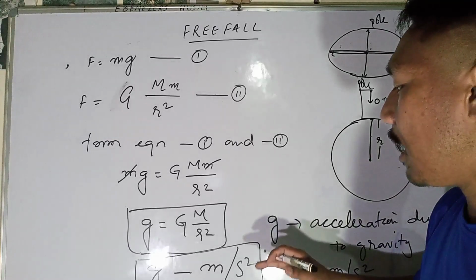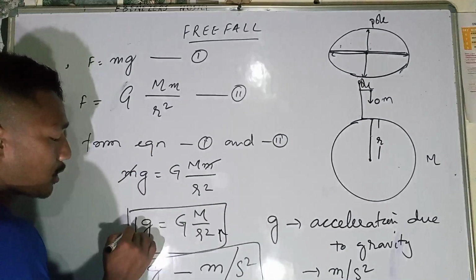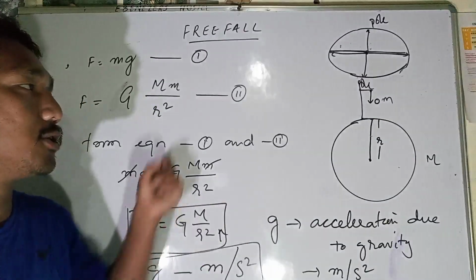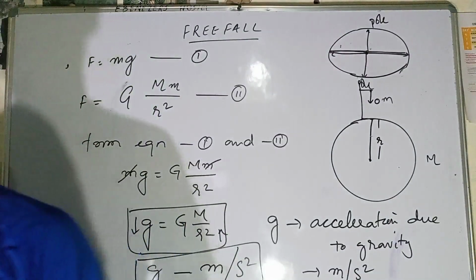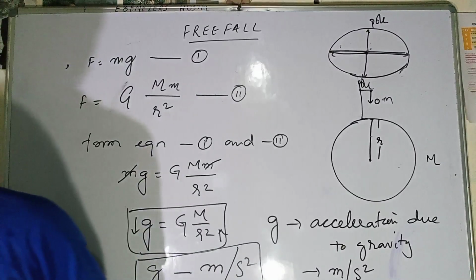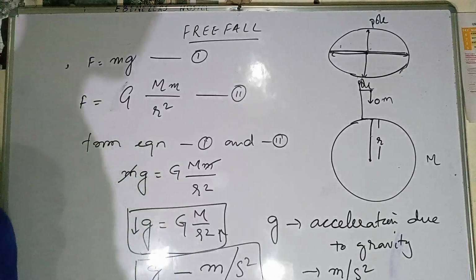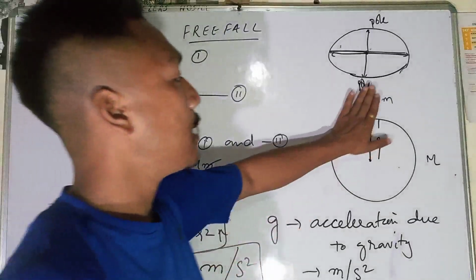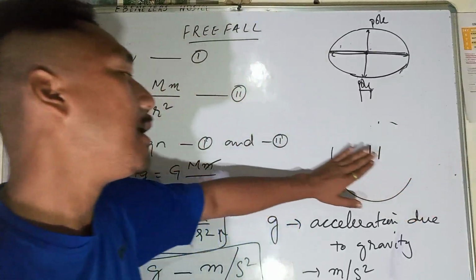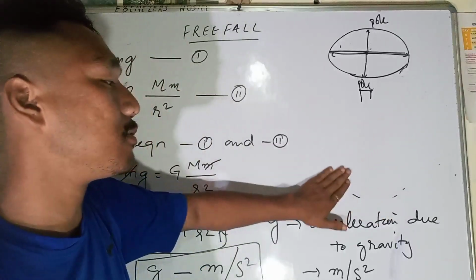If the distance increases, the acceleration due to gravity will be reduced. If the distance is far, the acceleration due to gravity will be reduced. As the radius of the Earth increases from the pole to the equator, the value of g becomes greater at the pole than at the equator. So that is what I told you. The pole will have more acceleration due to gravity, and the acceleration due to gravity will be less at the equator.